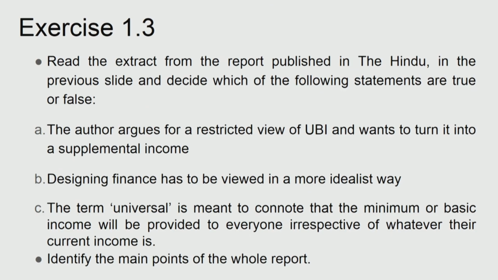A. The author argues for a restrictive view of UBI and wants to turn it into a supplemental income. B. Designing finance has to be viewed in a more idealist way. C. The term universal is meant to connote that the minimum or basic income will be provided to everyone irrespective of whatever their current income is. So, you have to give true or false for these A, B, C, and the second question is identify the main points of the whole report. So, please look at it and answer. I will give you one moment to think over.